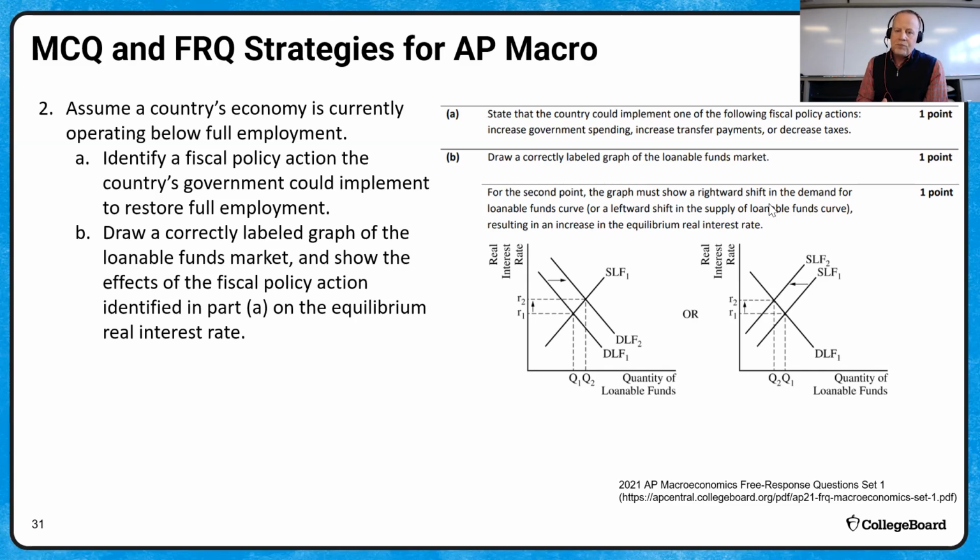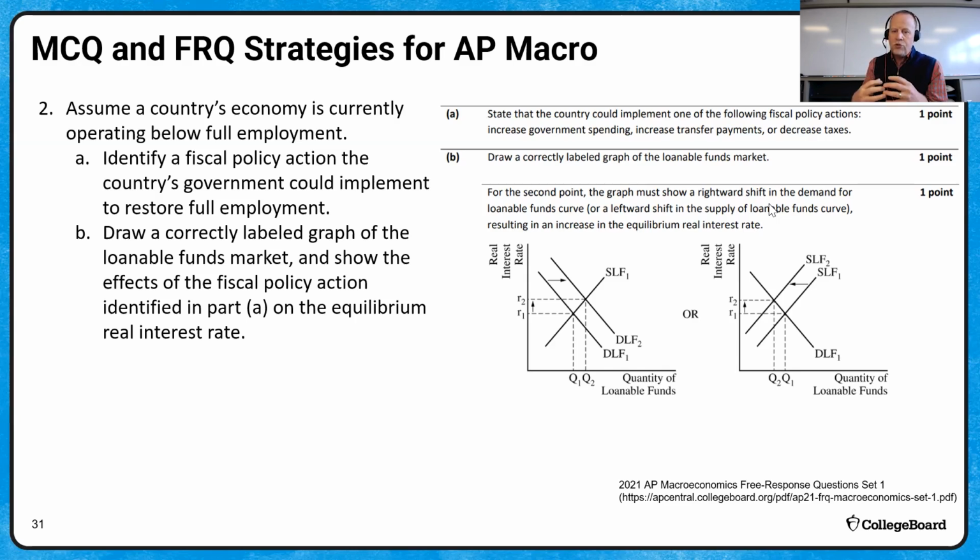For the second point, the graph must show a rightward shift in the demand for loanable funds or a leftward shift in supply of loanable funds, resulting in an increase in equilibrium real interest rate. So there are alternate explanations here. You can increase demand or decrease supply, but you have to show the resulting increase in real interest rates.